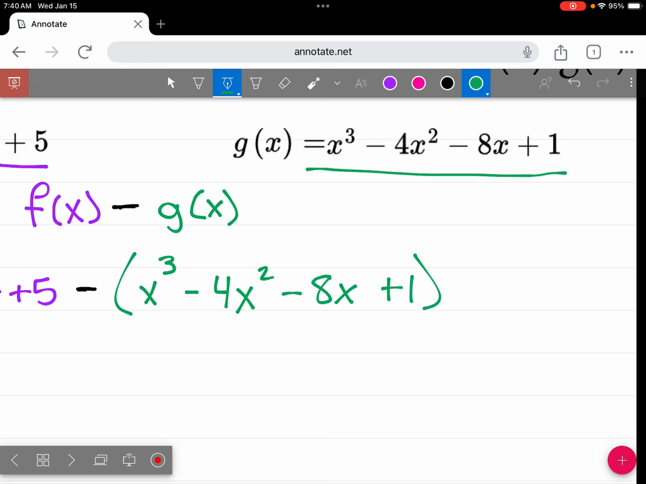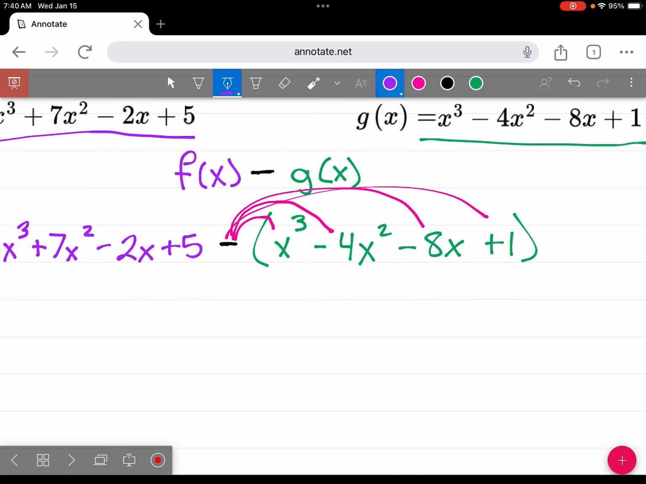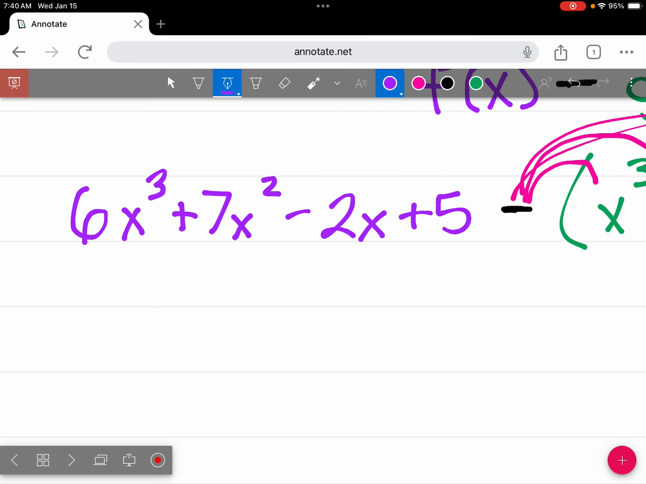So we basically distribute the negative. 100%. That's what we're going to do. We need to distribute the minus sign, because I need to subtract the x cubed, I'm going to subtract minus 4x squared, I'm going to subtract minus 8x, and I'm going to subtract 1. So it's going to play games with our signs, so we need to be super careful.